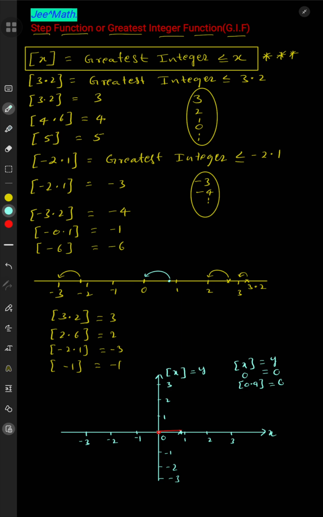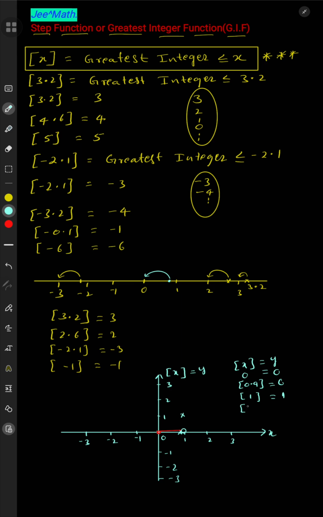When we are substituting 1 in place of x, the result will be 1, right? So writing 1, getting 1. The point 1 comma 1 is here, not here, right? So you need to show that symbolically, and it will be represented like this with a bubble.